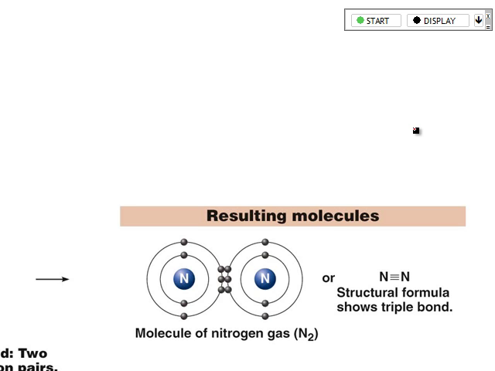How many electron pairs are we sharing with nitrogen? 3. How many valence electrons does it have? 5. It wants to always be happy with how many? 8. It's got to either gain 3 or share 3. Make sense?